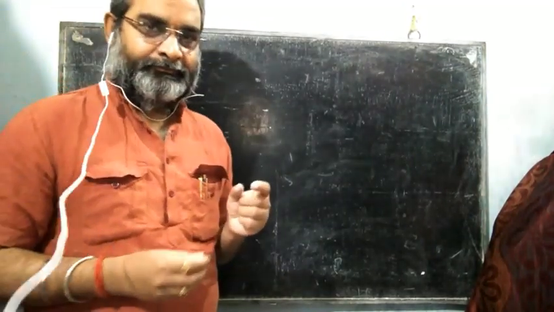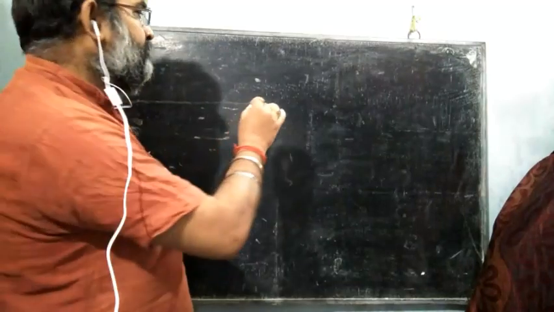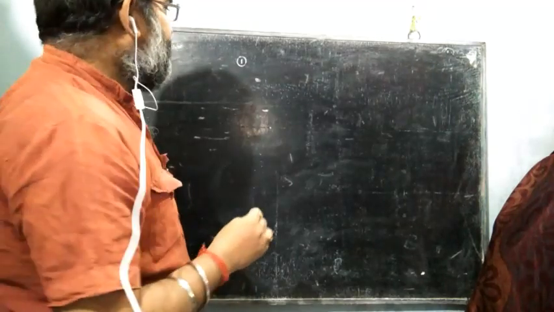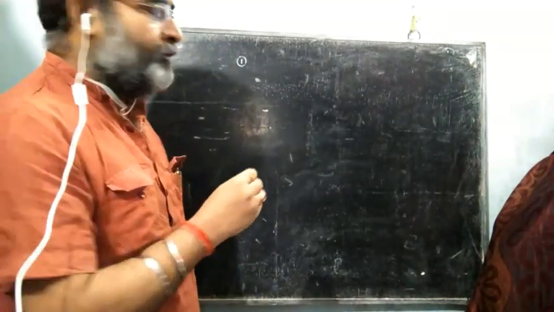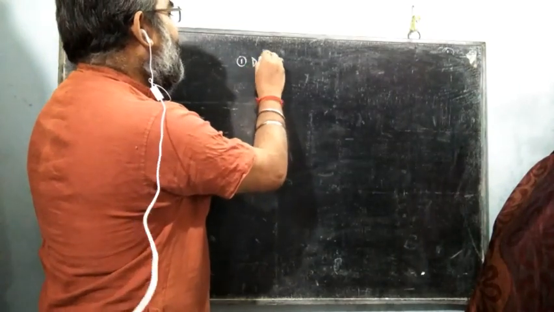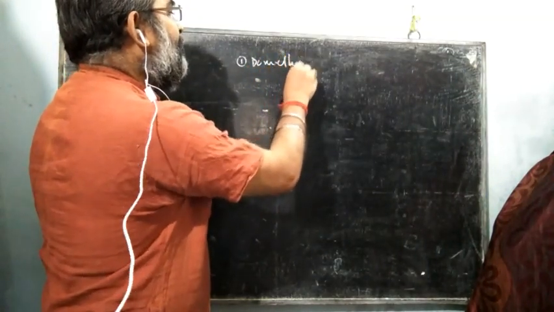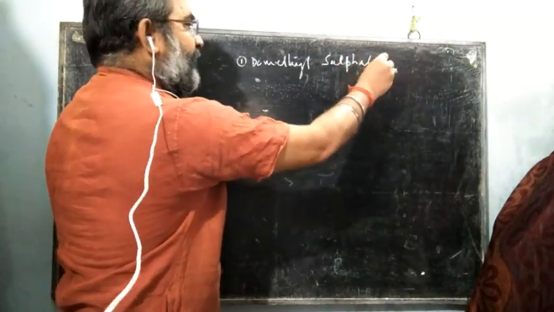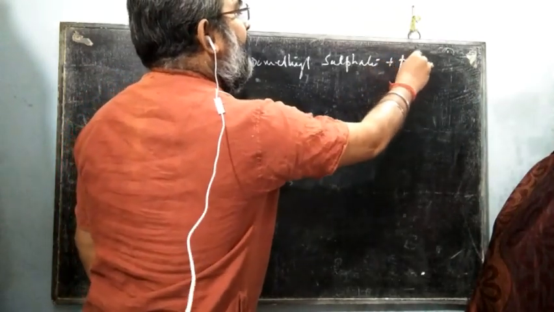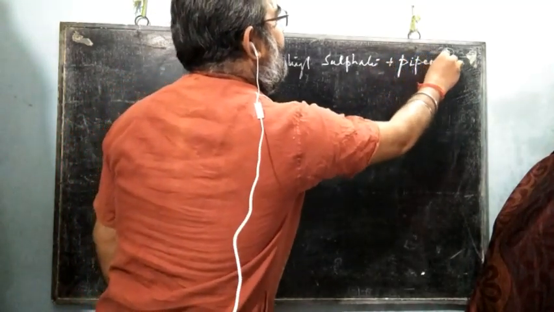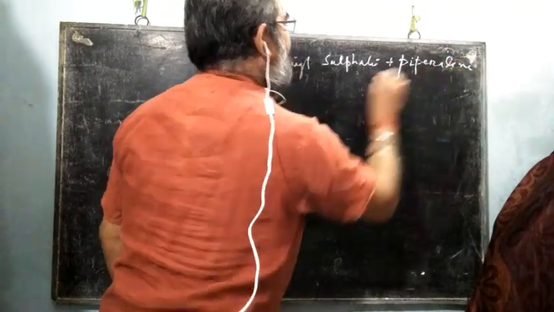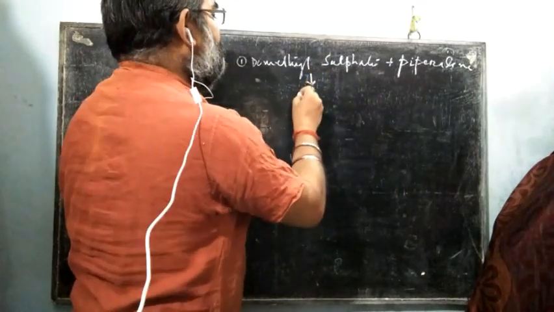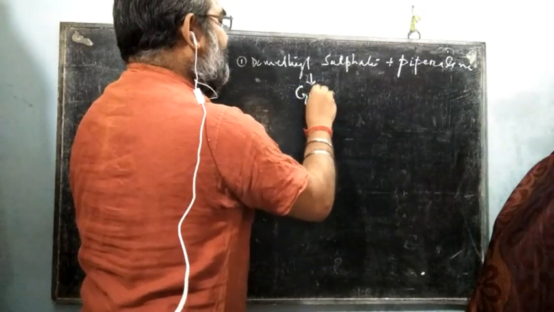In the last class, suppose I discussed four reactions. First, dimethyl sulfate plus piperidine. It is responsible for separation of guanine.